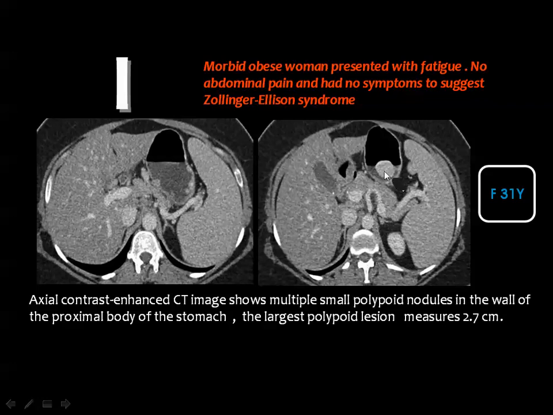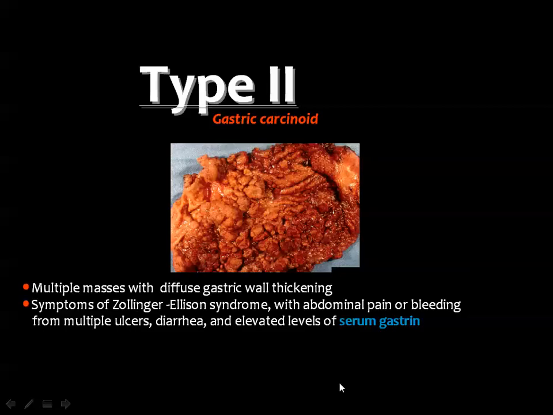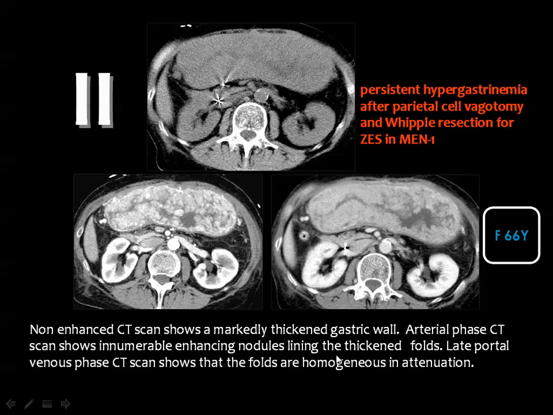You see this lesion and multiple other lesions in the wall of the stomach. The type 2 carcinoid is associated with symptoms of Zollinger-Ellison syndrome due to marked hyperacidity, and the carcinoid tumors here also are in the form of multiple lesions. In the pre-contrast study, you see that the stomach wall is diffusely infiltrated, but after contrast, you see significant arterial phase enhancement of many bulbous lesions markedly encroaching on the gastric lumen.